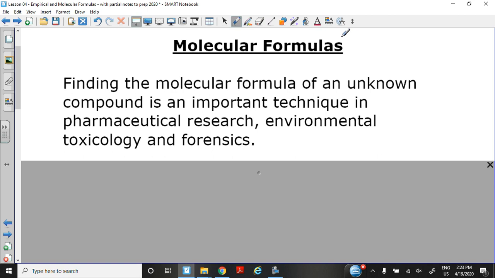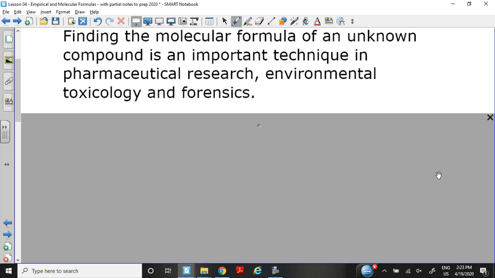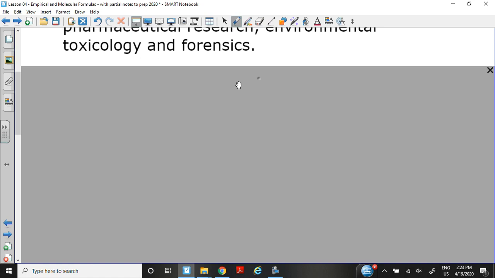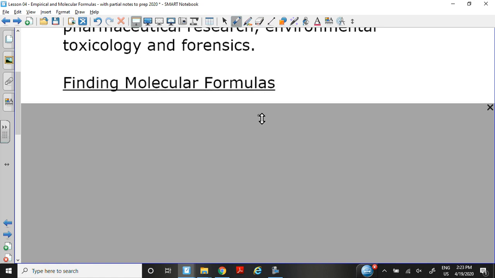It can be used in pharmaceutical research, so trying to figure out a compound that could potentially become a drug for medical purposes. It could be identifying toxins in the environment. It can be used in forensics for identifying different samples. So there's lots of different tools and applications of it. So even though we're learning more the theory, the background behind it with some simple problems, the applications of this are quite broad.